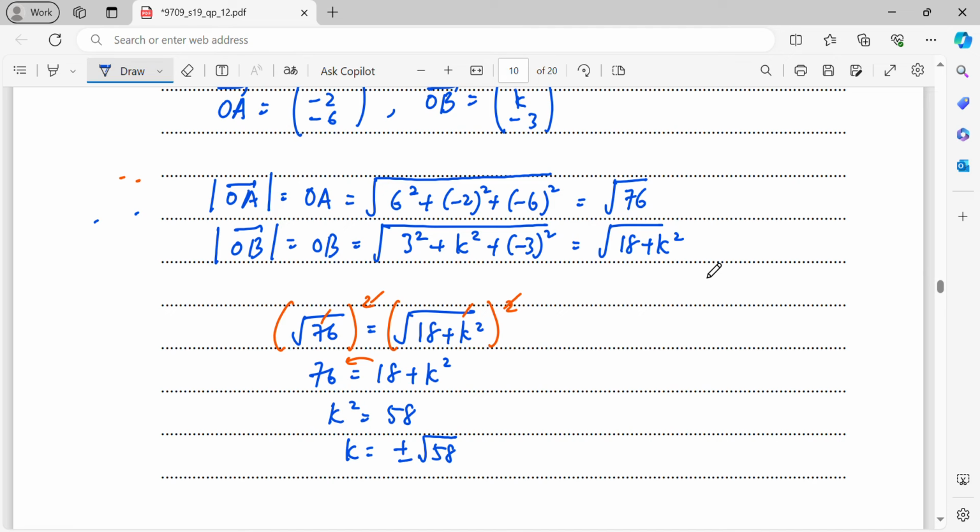So let me check whether I can simplify the square root of 58. Oh, square root of 58 is in its simplest form, so it cannot be factorized. Okay, so done for this second part.